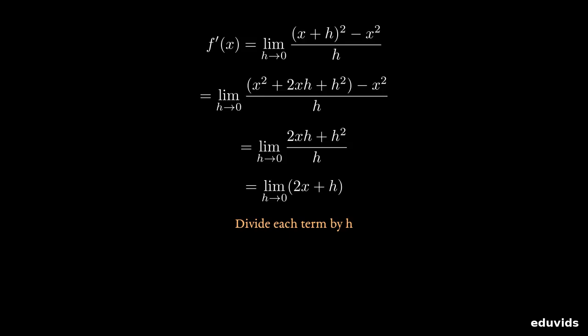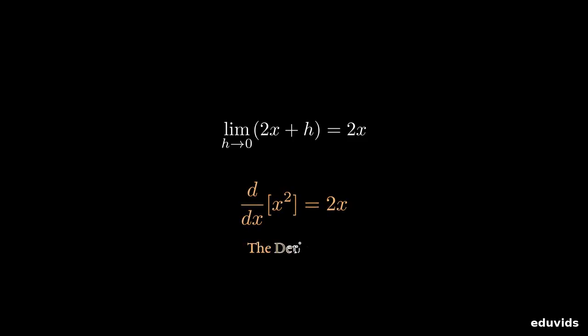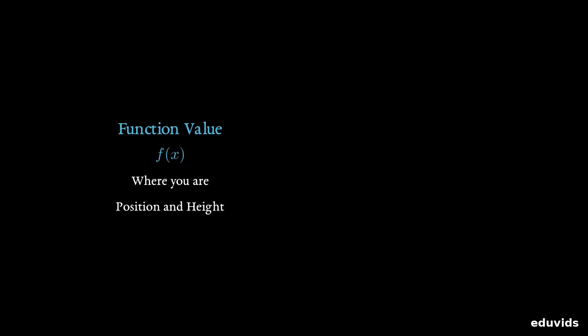Now we divide by the change in distance, which is h. This gives us 2 times x plus h. As we take the limit and let h shrink to 0, the h term disappears. We are left with 2 times x. This is the derivative of x squared. It tells us that for any point x, the slope of the curve is exactly 2 times x. You might be tempted to think the derivative tells you the value of the function, but it does not. The function tells you where you are, while the derivative tells you how fast you are changing.